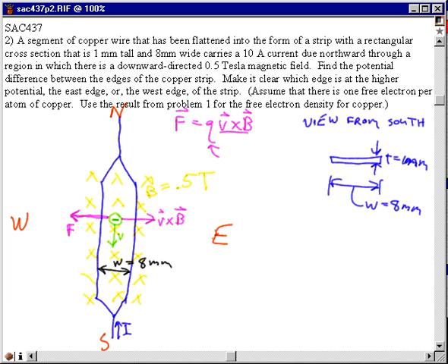So negative charged particles moving southward are what's responsible for this northward current, and the charge carriers themselves are experiencing a westward force. So we're going to get a buildup of negative charge on the west edge of this strip, leaving the east edge of the strip positive.